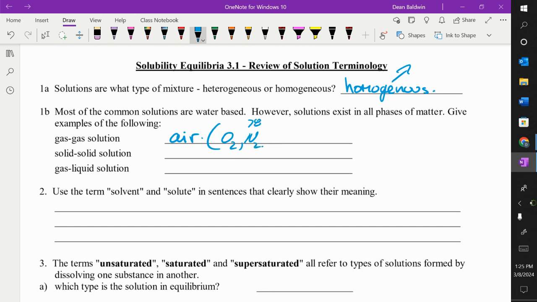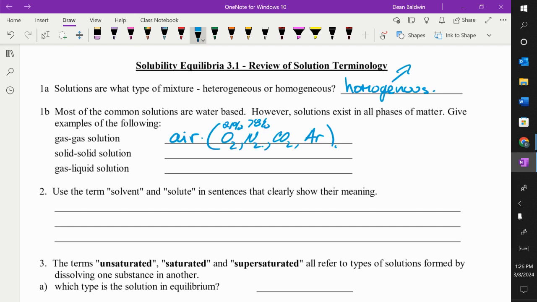It's 78% nitrogen to 21% oxygen. What else? Carbon dioxide. Ozone, yeah, you could argue. Argon. Helium, I guess if you were in a room that had helium dispersed into it, there might be. We're going to assume that these are the major ones.